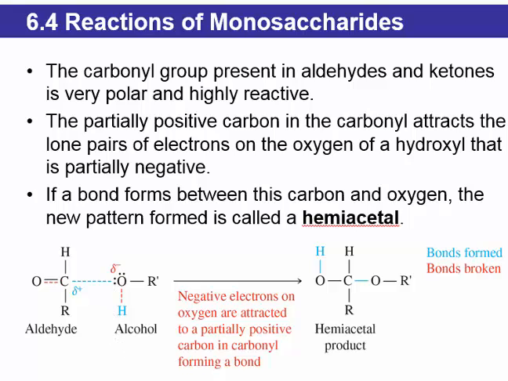So what happens? We form this hemiacetal product where the carbonyl carbon forms a single bond with the oxygen that was in that alcohol group, and the hydrogen that was bonded to that alcohol is now bonded to the oxygen that was originally in the aldehyde. So this is what we're going to see when glucose forms a ring structure, a hemiacetal product, and this is an organic reaction. We see it in the ring formation of glucose.